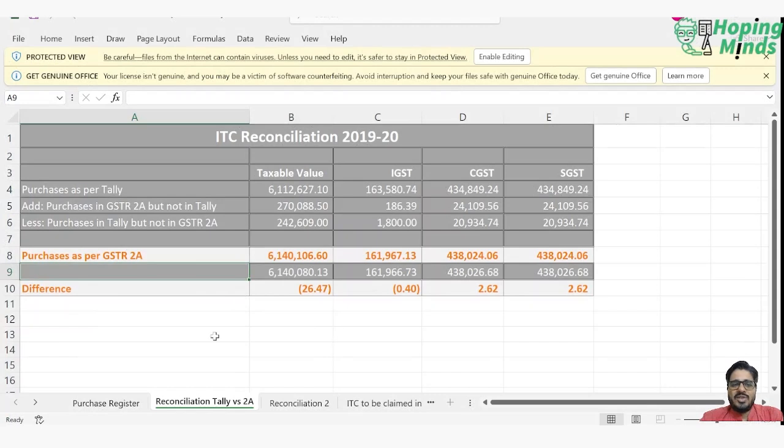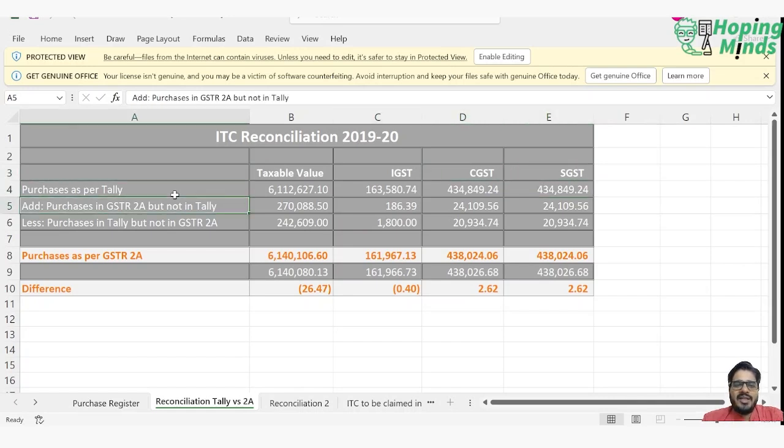Here, this is the reconciliation of books and 2A input tax credit. This is the total purchases as per the books. This is the taxable value, IGST, CGST and SGST. So purchases as per Tally is 61,12,627. Corresponding taxes are 163,580.74, 434,849.24 and 434,849.24 under the state and the central head.